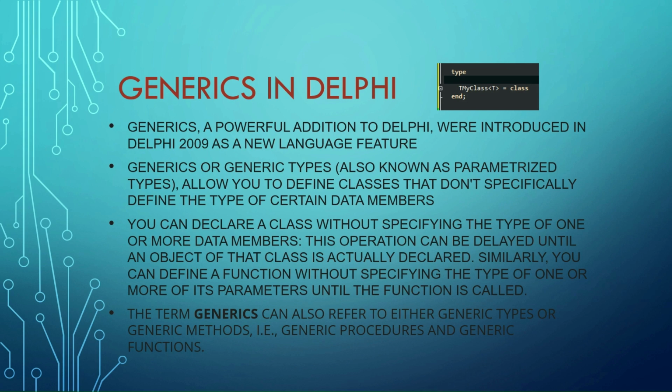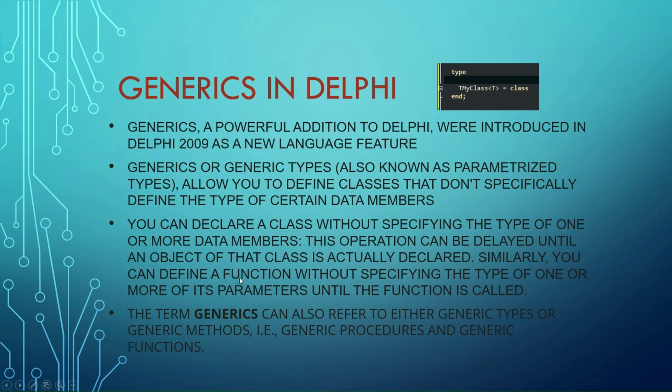Generic or generic type, also known as a parameterized type, allows you to define classes that don't specifically define the type of a certain data member, right? So you can declare a class without specifying the type of one or more data members. This operation can be delayed until the object of that class is actually declared. So once you declare the object, at that moment we define the type of that particular variable.